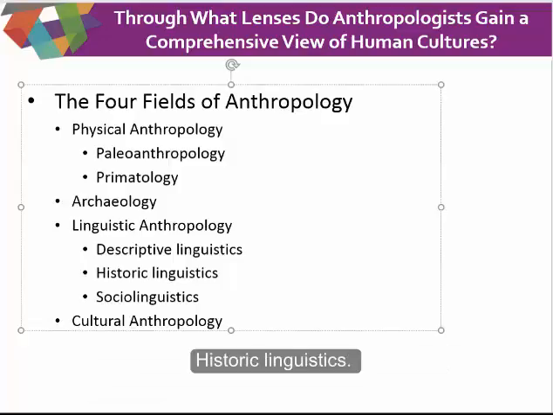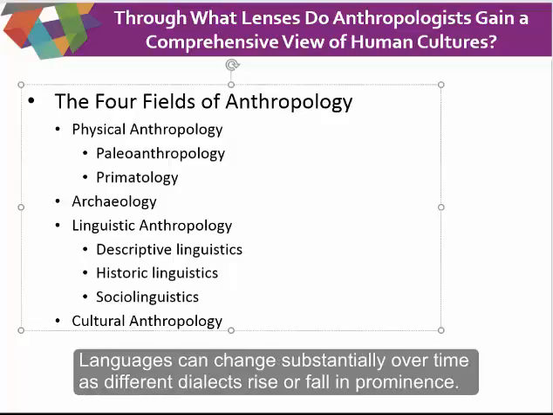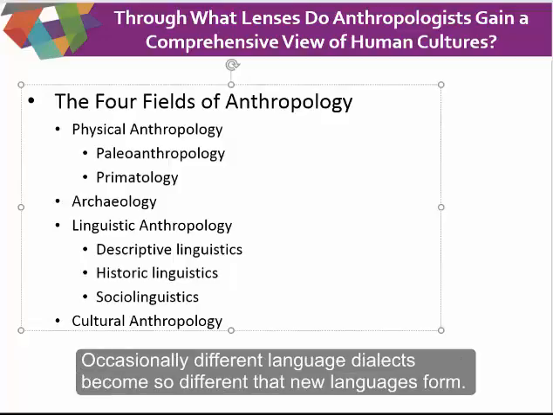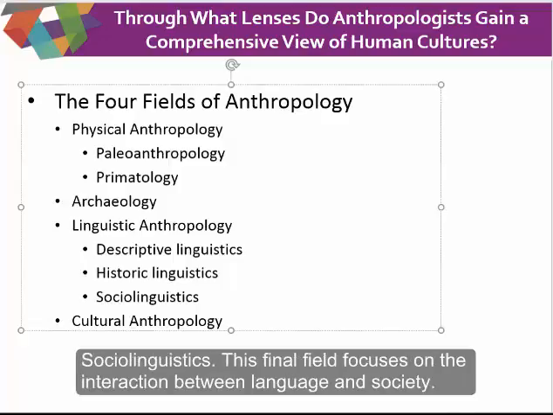Historic linguistics. The subfield focuses on studying how languages have changed. Languages can change substantially over time as different dialects rise or fall in prominence, or as simple use patterns change. Occasionally, different language dialects become so different that new languages form. Historic linguistics attempts to reconstruct the history and processes of change within languages.